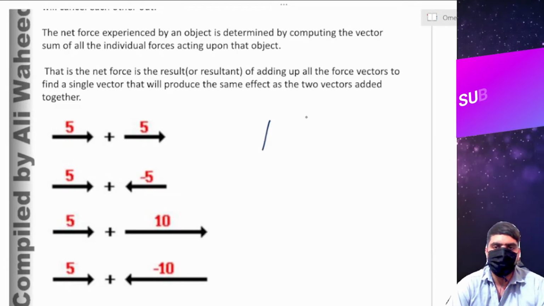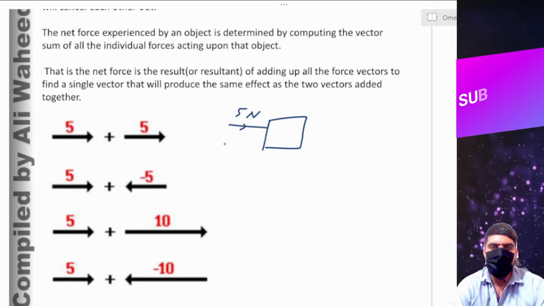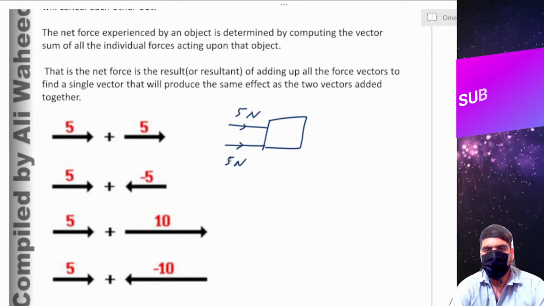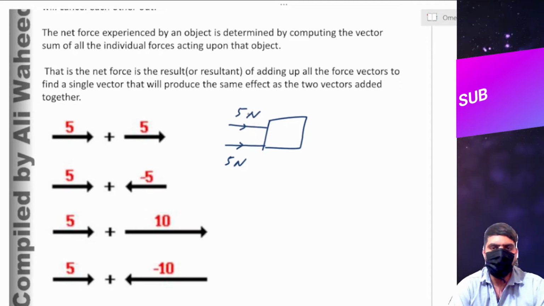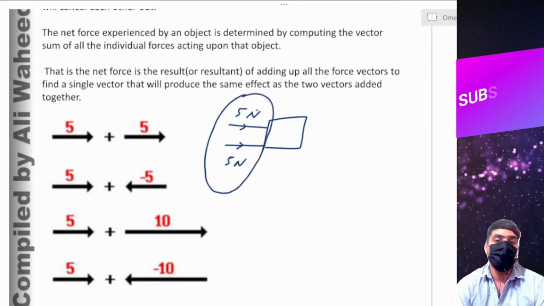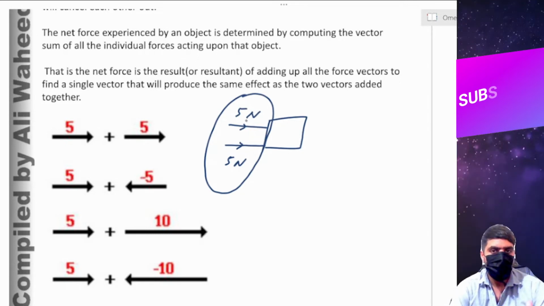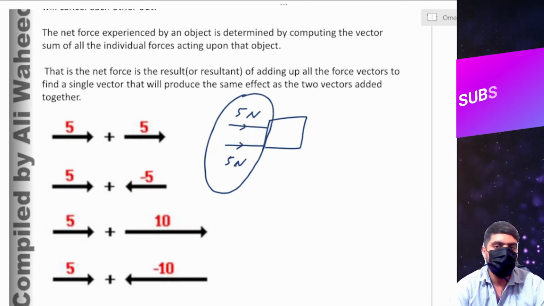For example, if I have a box and a force of 5 Newton is being applied to the right side on the box, and there's another force of 5 Newton on the right side to the box. Now if I'm to apply a single force that would have the same effect as these two forces combined, then that force would be called the resultant force. That would be a single force, but the effect of that force would be equal to the combined effect of these two forces.